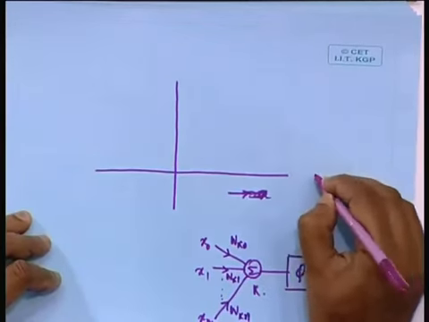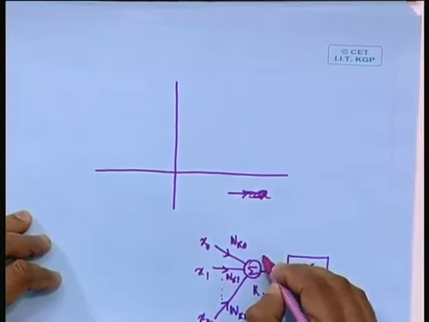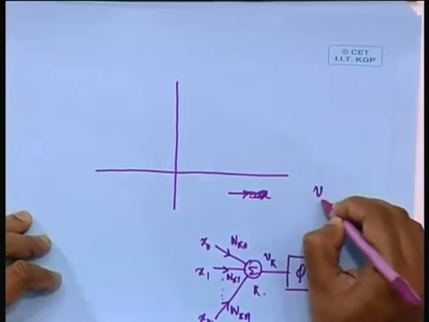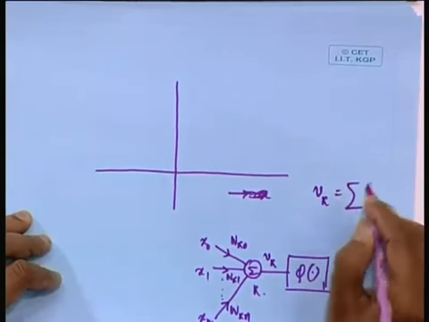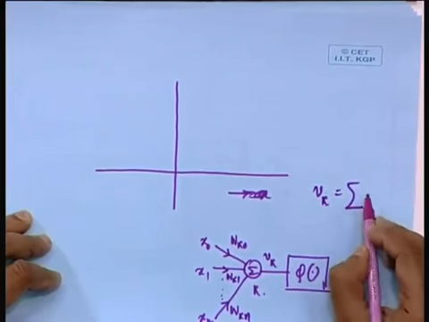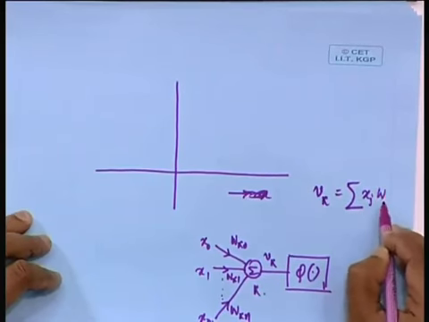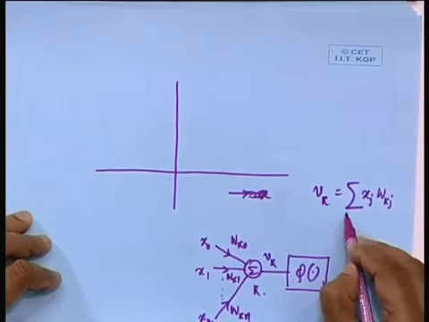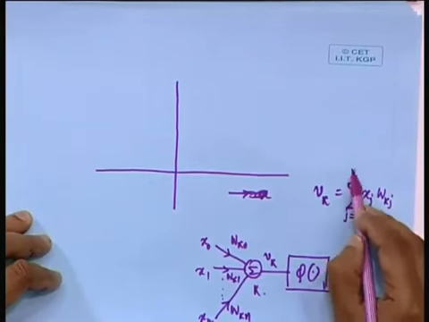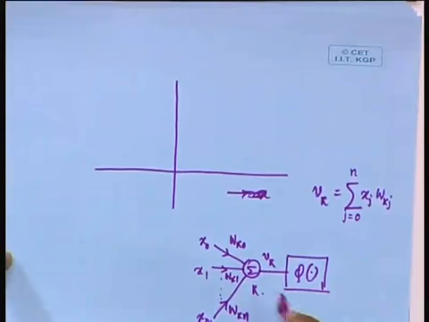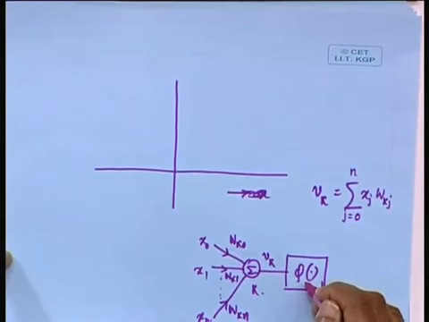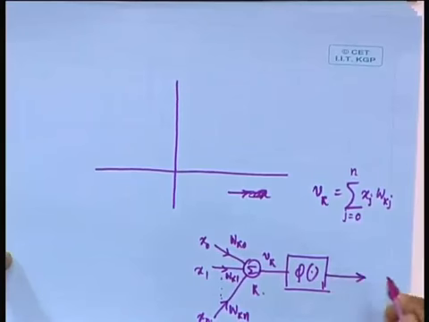So ultimately your vk, that's what you are getting as the linear combiner output, is the summation of xj wkj, and we are summing for j equal to 0 to n. 0 to n means we have included the bias, as we had discussed in the model that we followed in the last class. Now here we have vk, and it is the function phi of vk which we are thinking over, and ultimately we are having the output yk.